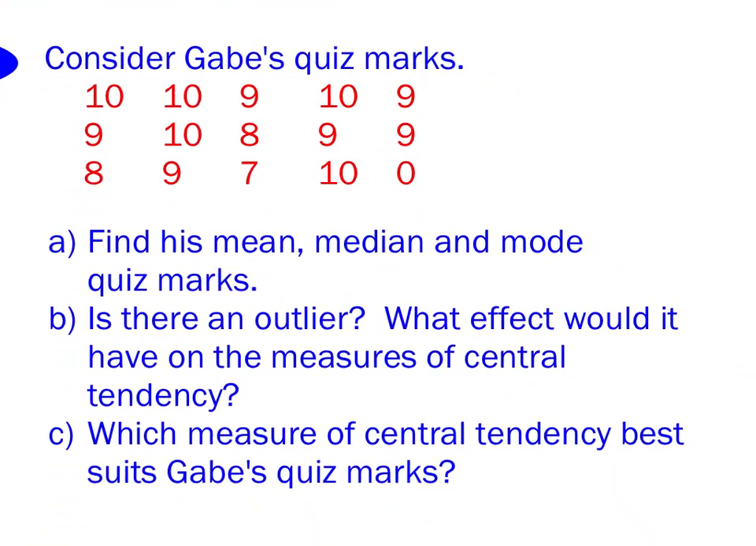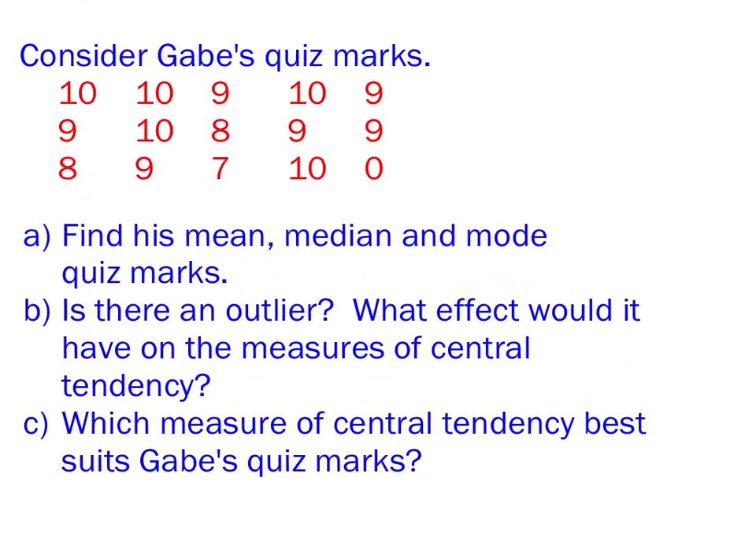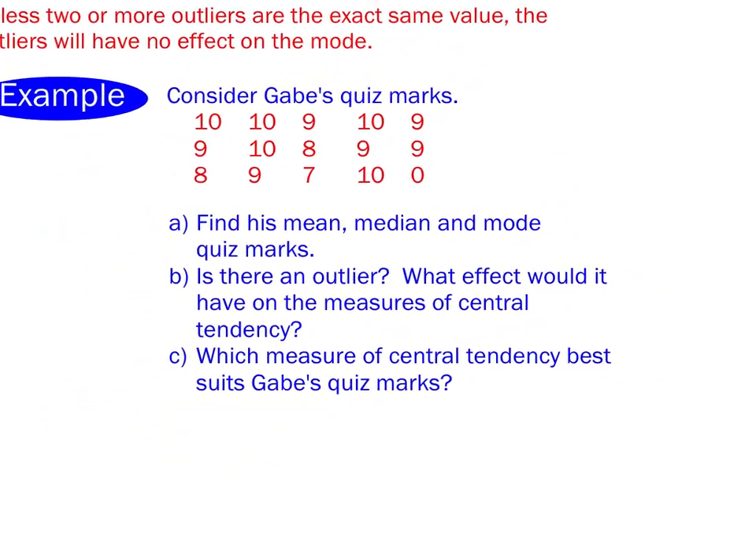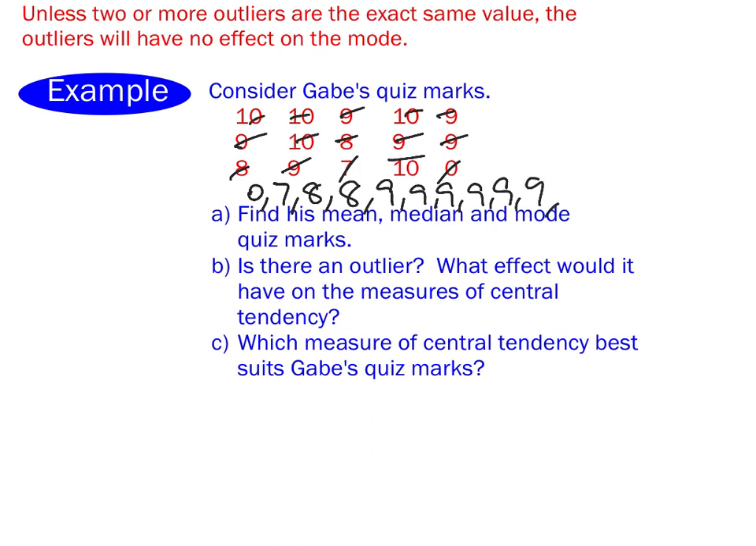Now we don't have a nice little graphic organizer like a line plot here. We don't need it. But what we should do is write these numbers in order from lowest to highest. So there's a 0, there's a 7, there's 2 8s, there's 1, 2, 3, 4, 5, 6 9s, and there's 1, 2, 3, 4, 5 10s.